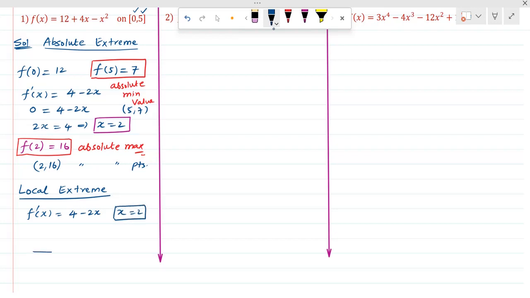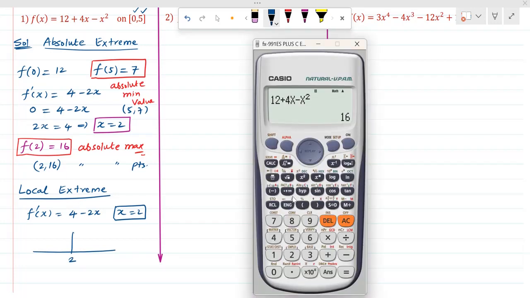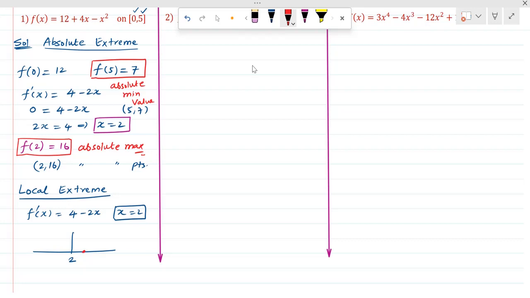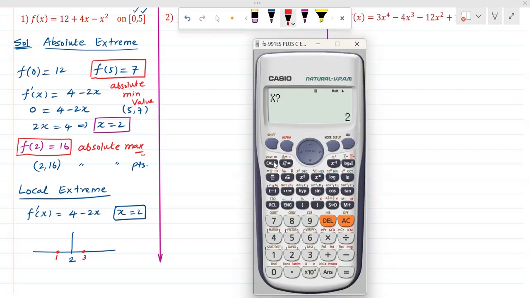Now I put this value 2 in between, right? So I fix this function f prime in the calculator, 4 minus 2 alpha x. After this, I have to check the neighboring points of this critical value. So I will substitute here 3, and I substitute here 1. Cal c, with 1 you will have plus 2.